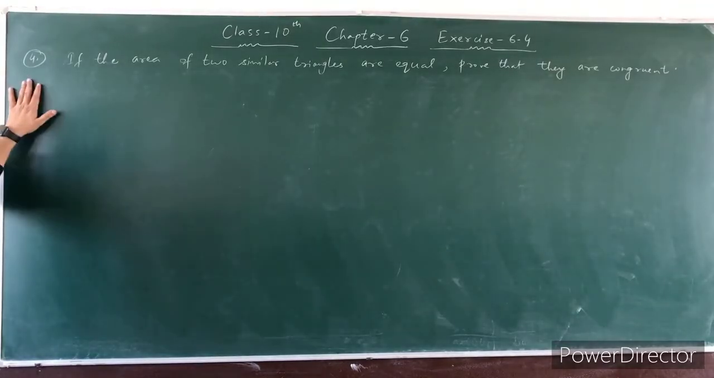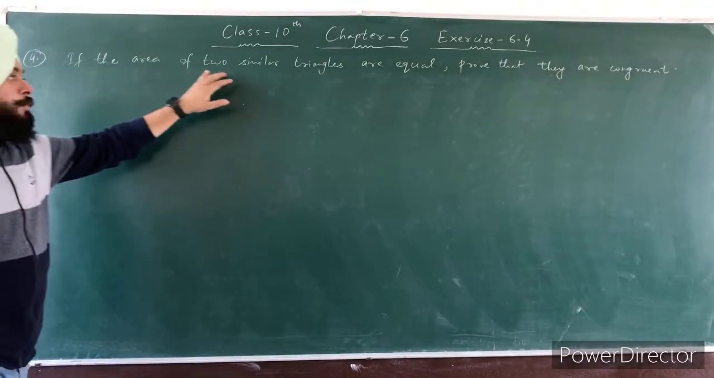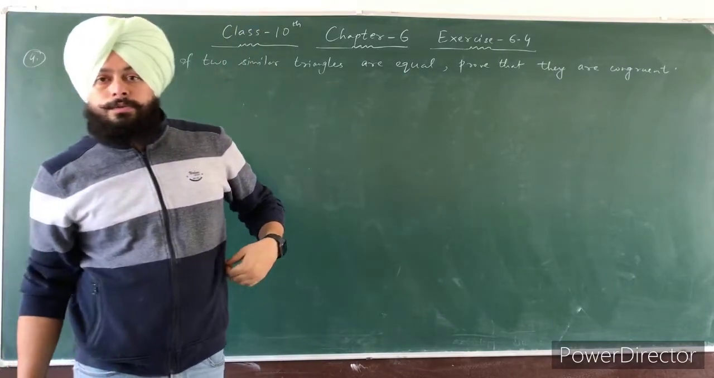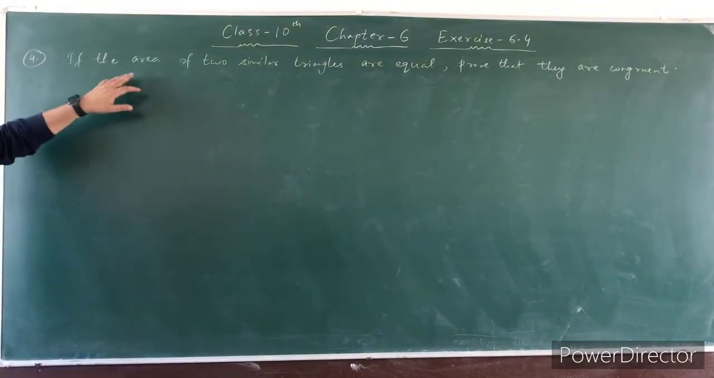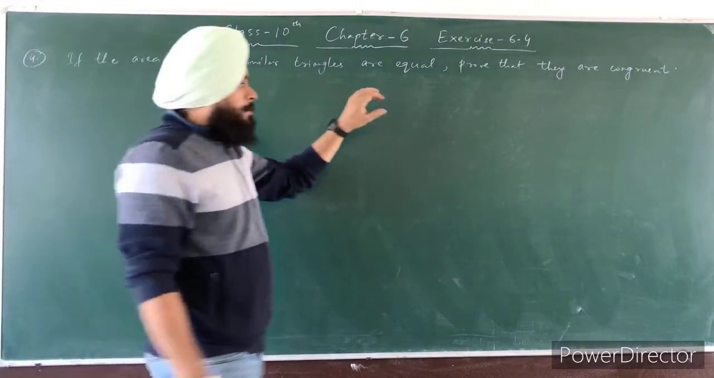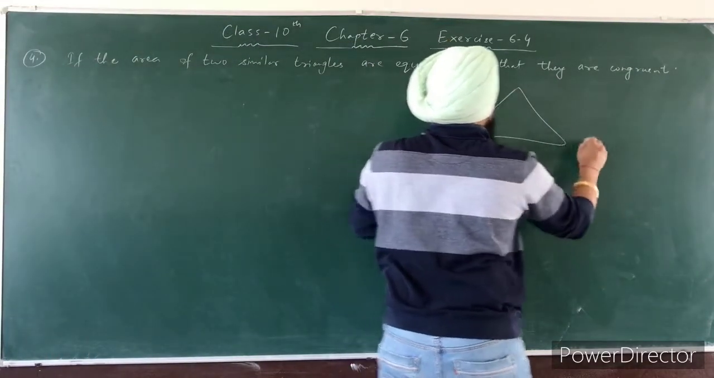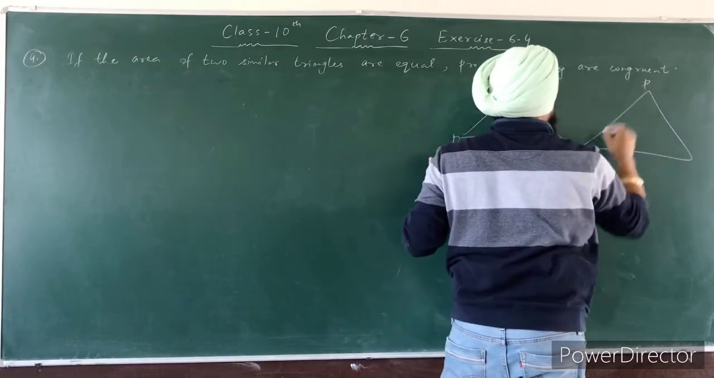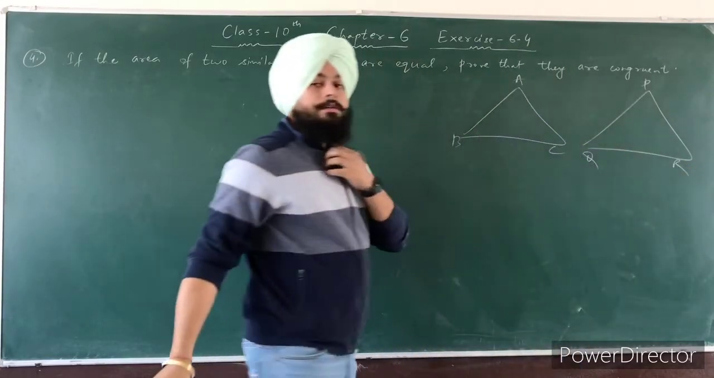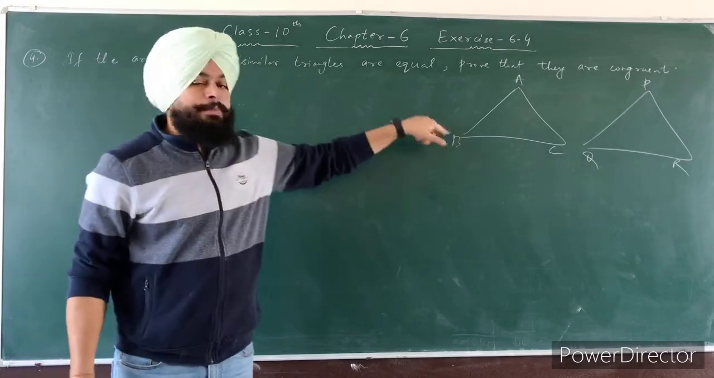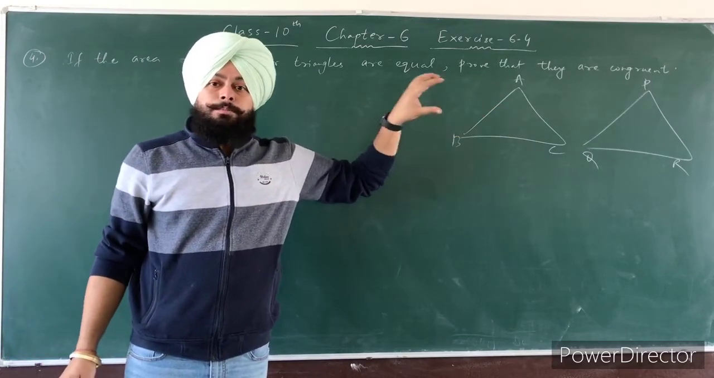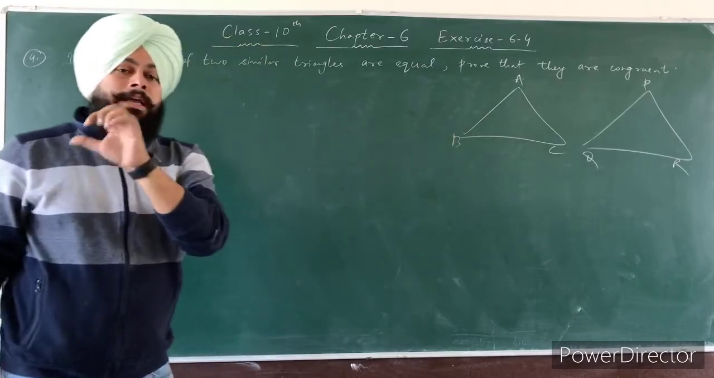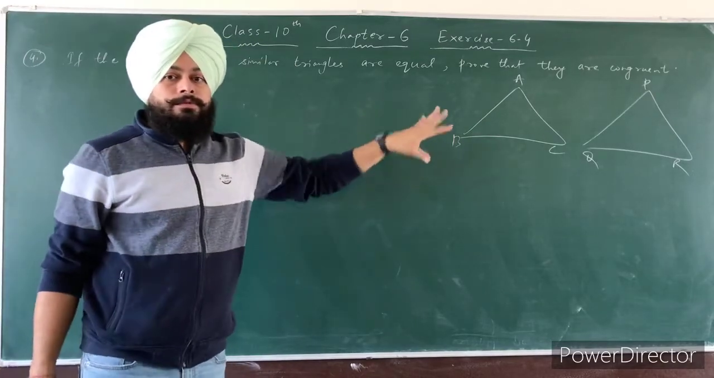Next, this is your question number 4. If the areas of two similar triangles are equal, then prove that they are congruent also. So first, you can draw two triangles. The first triangle is ABC and the second is PQR. Both of these two triangles are similar and the areas of these two triangles are also equal.